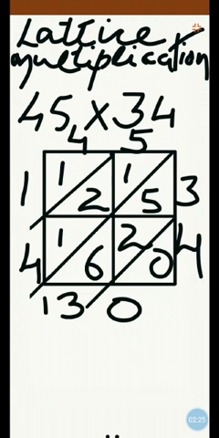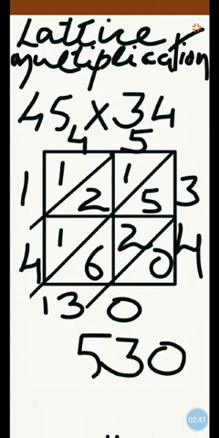How to write the answer, children? First of all, I write the ones place 0. Now at the tens place I am having 13. 3 will remain here and 1 will go to the carry. So 4 and 1, 5. And 1 I will copy down as it is.